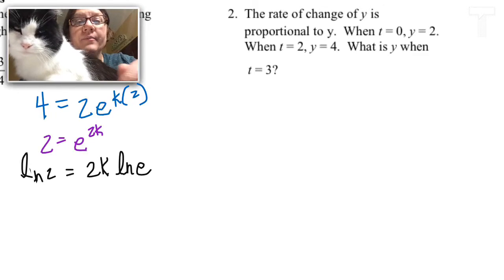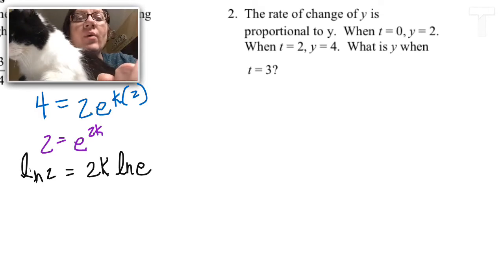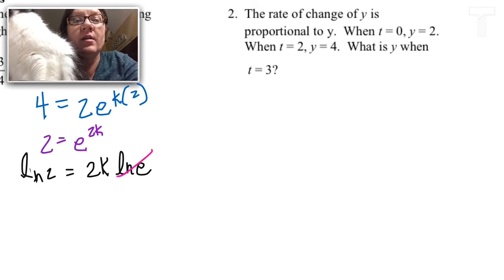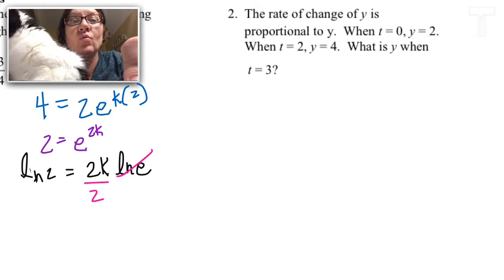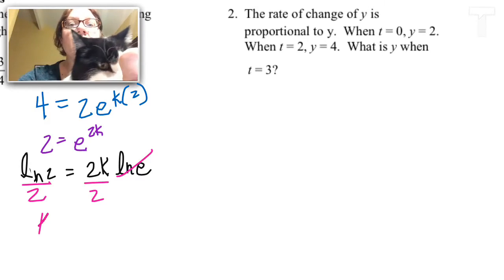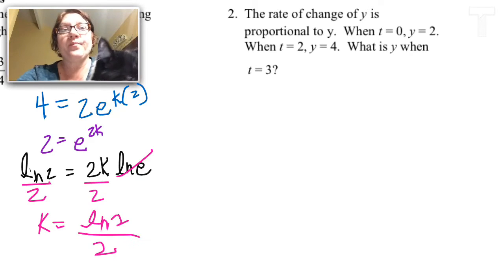Okay, we're back because we got rudely interrupted by that last video. So I want to get k by itself, and of course this turns into a 1. So now I'm just going to divide by 2. And so now I know that k equals natural log of 2 all over 2.